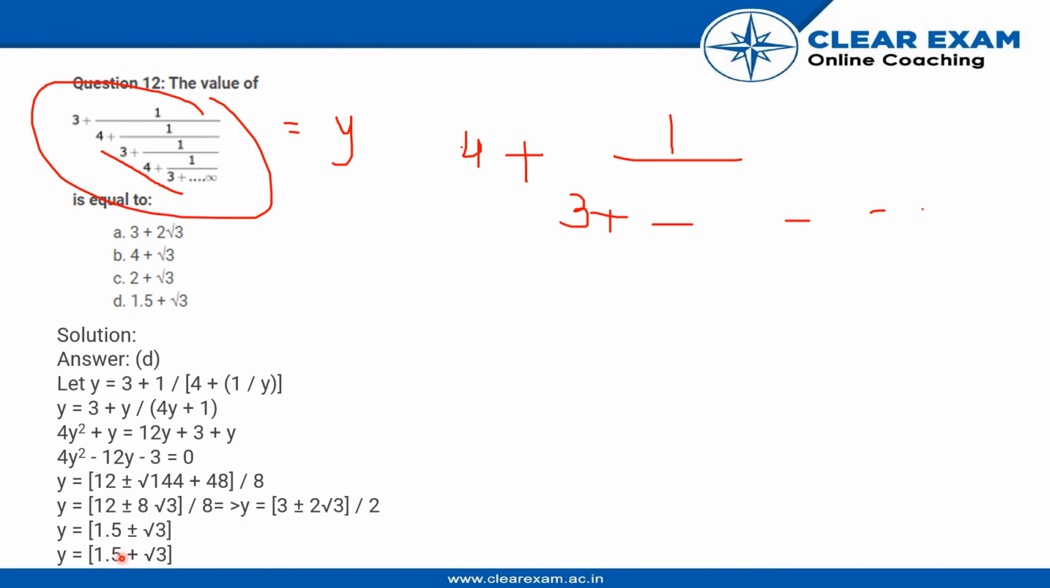Now this is the value that we get because there is no negative sign in the middle. So if we look at option D, this is our answer.